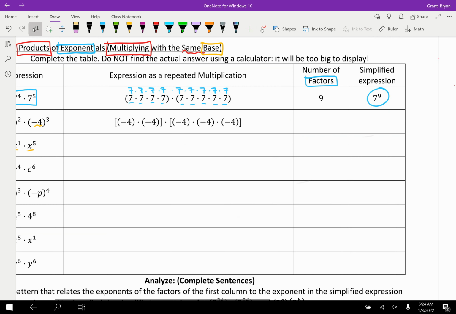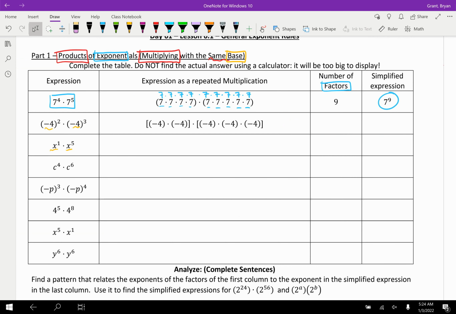So why don't you take a quick second and fill out the rest of this table, and then we'll see how you did and try to analyze or conclude the patterns that are in this table. Go ahead and pause me, fill this out. Ready, set, go.